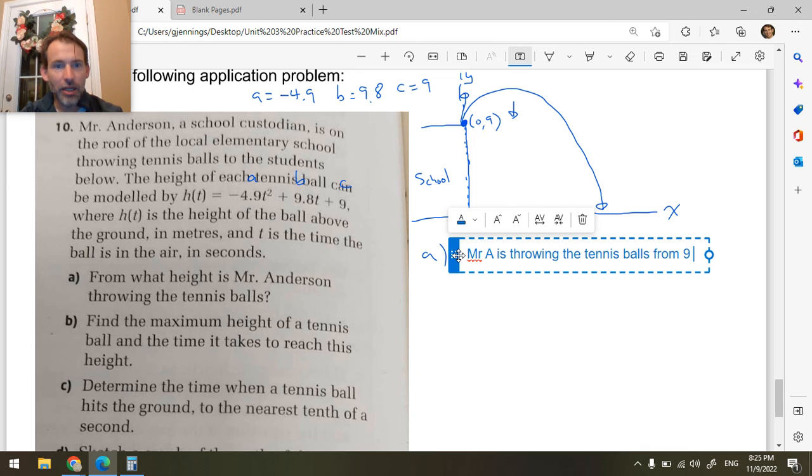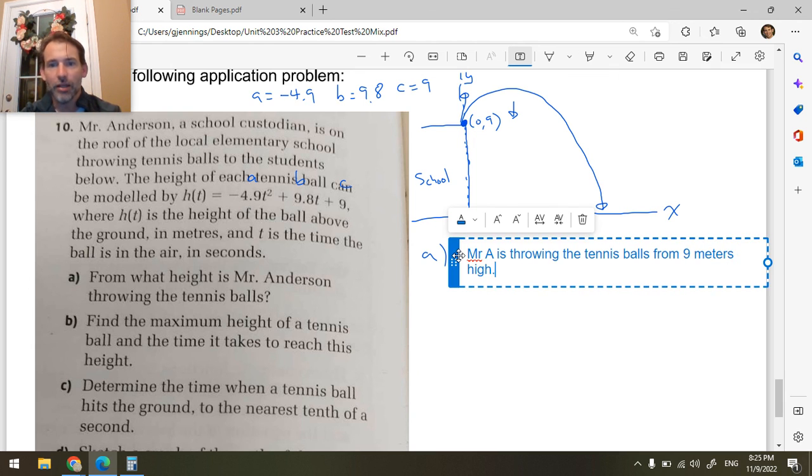Tennis balls from 9 meters. Okay. Cool. So that's question A.